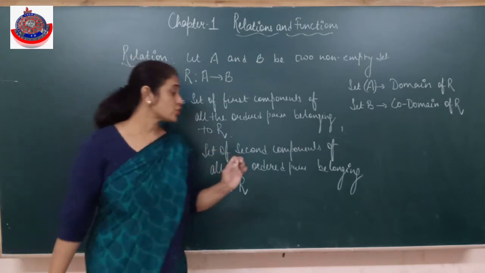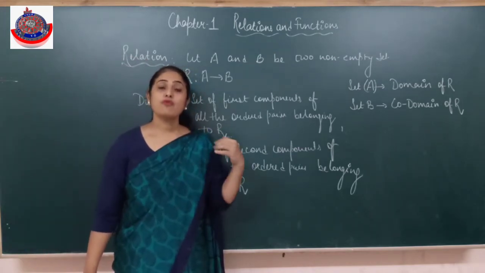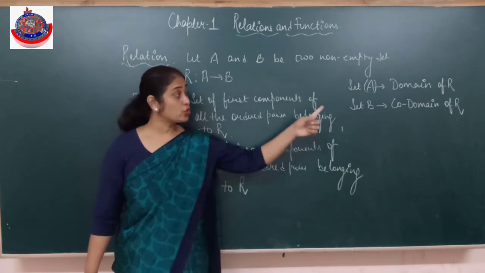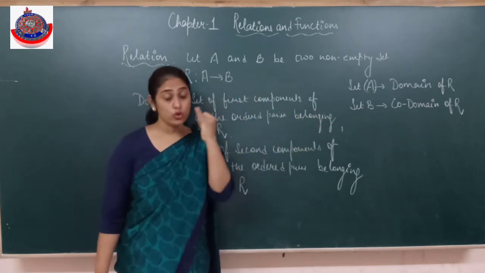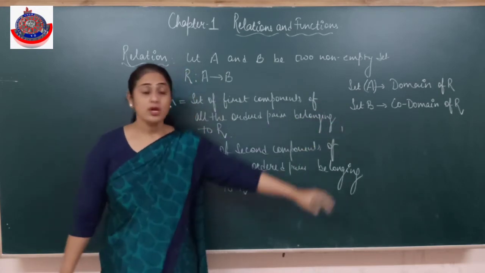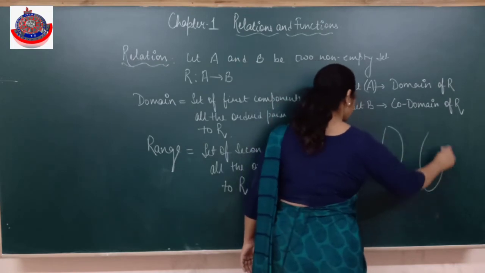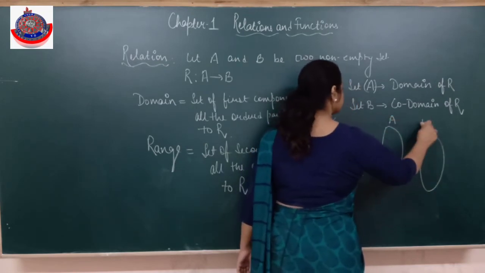Range is the set of all the second components of all the order pairs which belong to R. Codomain is what? The entire set B is called the codomain. And range comes from codomain. That means if there is a relation, you remember this arrow diagram also?